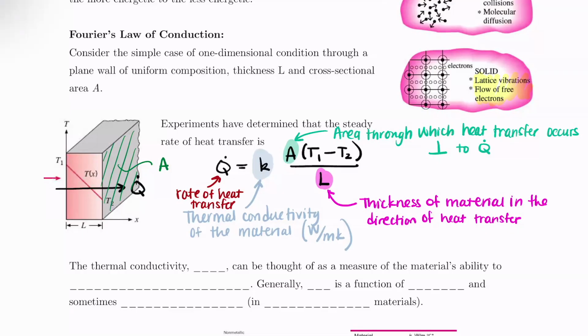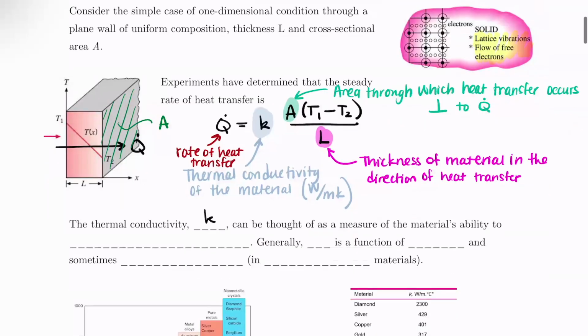Okay, so let's talk a little bit more about our thermal conductivity. Thermal conductivity K can be thought of as a measure of the material's ability to transfer thermal energy by conduction. So to what degree does a material allow heat to pass through it? Okay.